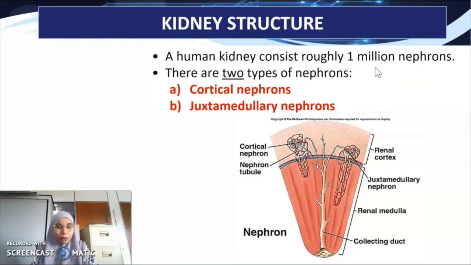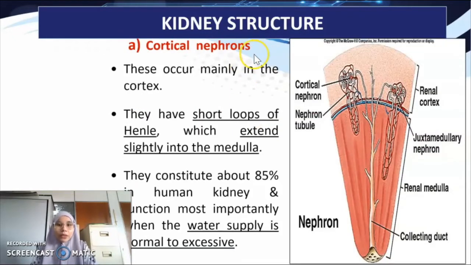There are two types of nephrons. We have cortical nephrons and juxtamedullary nephrons. Cortical nephron, which is this structure here, occurs mainly in the cortex. They have a short loop of Henle, which extends slightly into the medulla, and they constitute about 85% in human kidney and function most importantly when the water supply is normal to excessive. So in humans, the nephrons are mainly cortical nephrons.